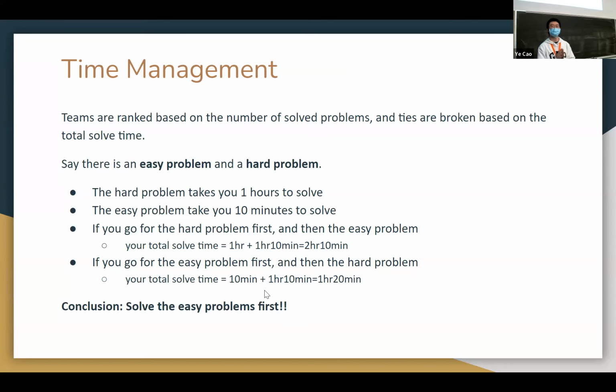A word on time management. How the scoring in ICPC works is teams are ranked first based on the number of problems solved, and ties are broken based on the total solved time. So the team who solves the most problems will be ranked very high. If two teams solve the same number of problems, but team A solved the problems using less time, team A will be ranked higher.